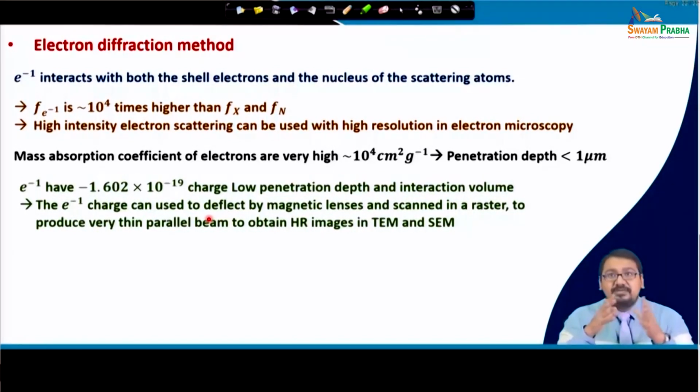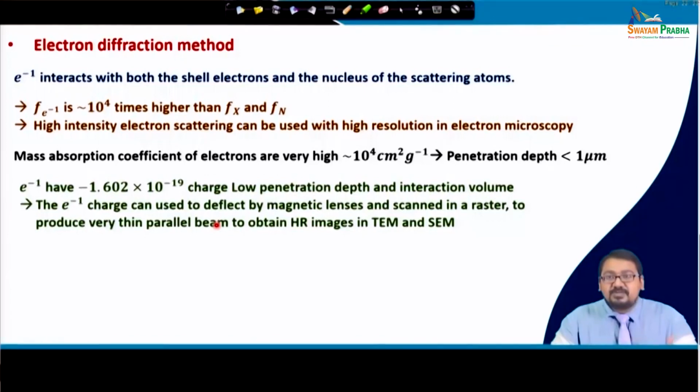What we can do in the case of electrons is, by utilizing a set of magnetic lenses, which are basically known as condenser lenses, the electron beam can be converged or made parallel into a very thin beam, such a thin beam that it can be utilized to obtain information from the smallest pixel possible, right. So one can obtain a high resolution image in a TEM, rather, right.